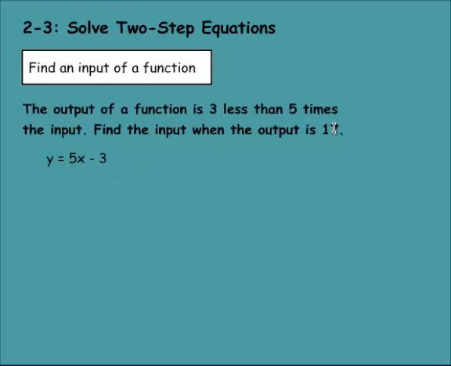So if we're going to plug in 17 for the output, it would be 17 equals 5 times x minus 3. And then we can solve this. Let's do the add 3 first. Do that to this side too. So we'll be left with 20 equals 5x. Divide both sides by 5. And that would be 4 equals x.